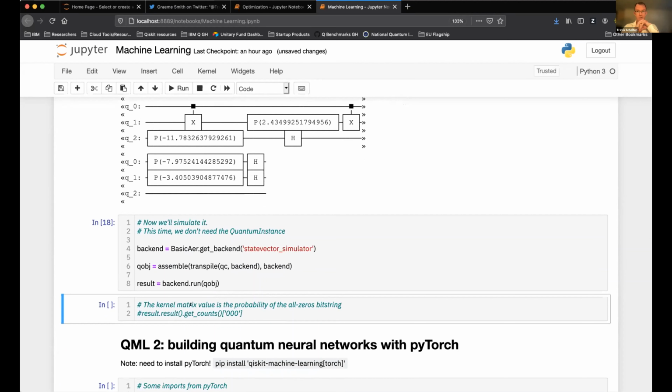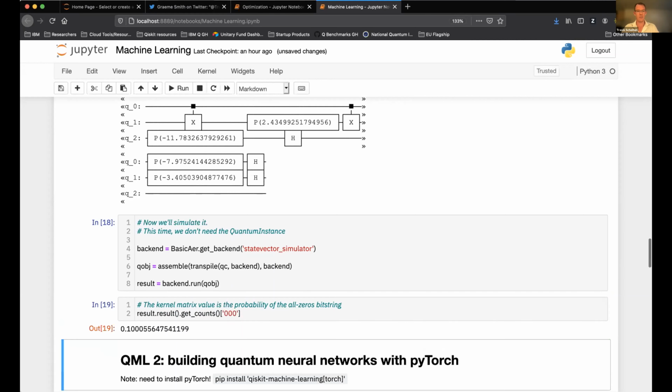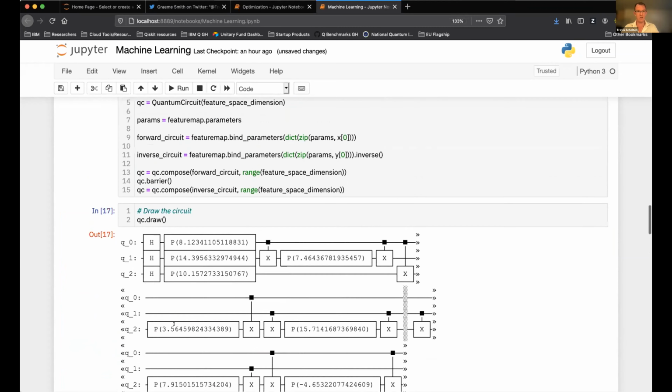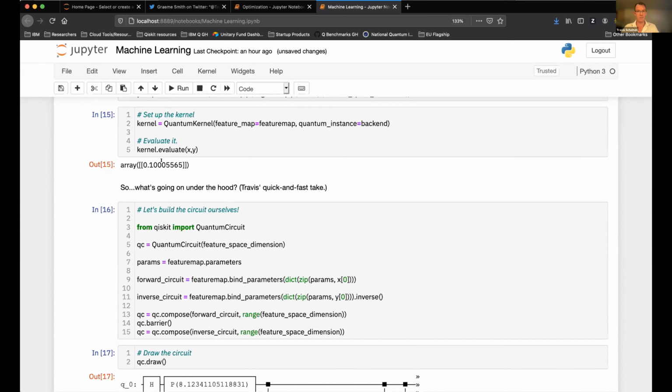So this kernel matrix entry is simply the probability that we obtain the all 0 bit string after we run this forward action, inverse action. And so what I can do, and actually I will answer this question after executing this, is count the number of counts that I get for the all 0 bit string. Because I'm using the state vector simulator, what this returns is the exact probabilities. And you can see indeed that this number here and that number there are the same. So we succeeded. All right, question time.